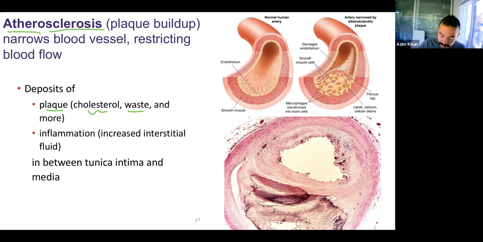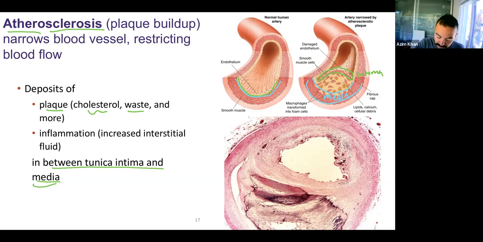Plaque, where is it building up? It's building up in between tunica intima and media. So let's look at this diagram first at the top right. What I'm coloring in green, that's intima. What I'm coloring in blue, that's media. So normally they should be together. There's intima, there's media. Normally they should be right next to each other, but now we're getting deposits of stuff.